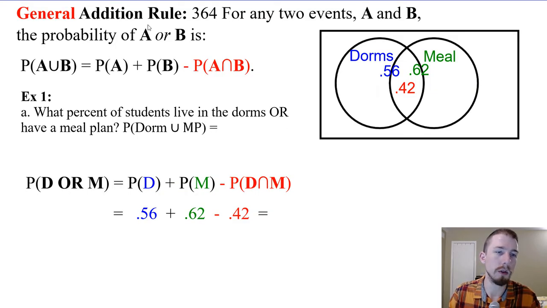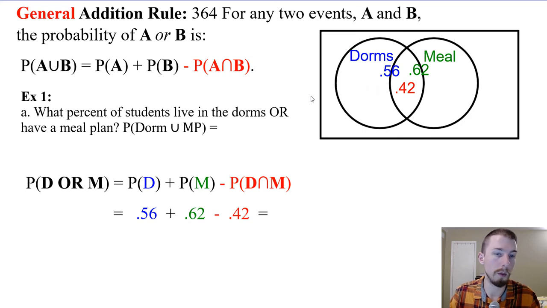All right, so the general addition rule. This is what we can do when they're not mutually exclusive. When they're not mutually exclusive, that means they overlap. So for instance, students that live in the dorms or have a meal plan: 56% of students at a certain university live in the dorms, 62% have meal plans. It's interesting that more have meal plans than live in the dorms, and 42% are both. So there are some that live in the dorms that don't have meal plans, and there's some that have meal plans that don't live in the dorms, which is kind of cool.